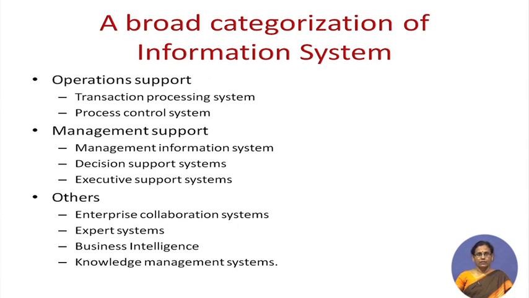Then for management support, we have three types of support systems: management information system, decision support system and executive support system. And there are other types of information system for enterprise collaboration, for automatically getting expert opinion, about business intelligence, knowledge management system and so on. We are also going to have some brief discussion on each of them.